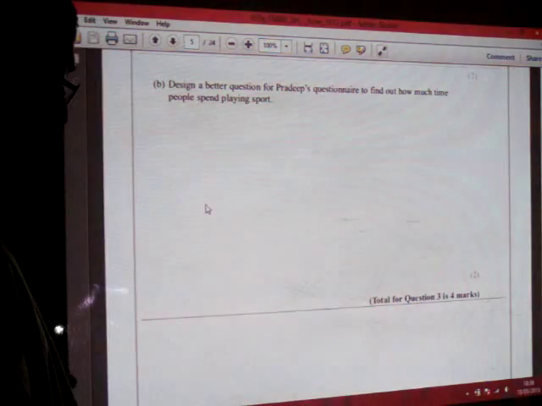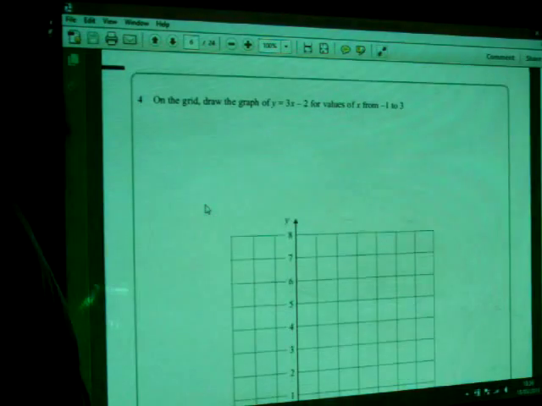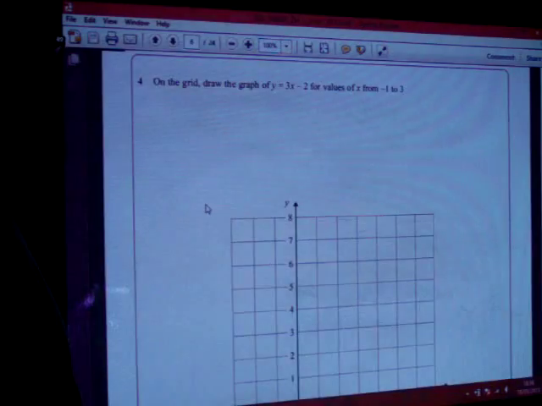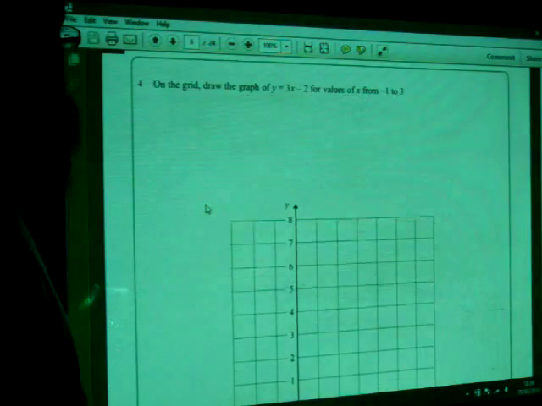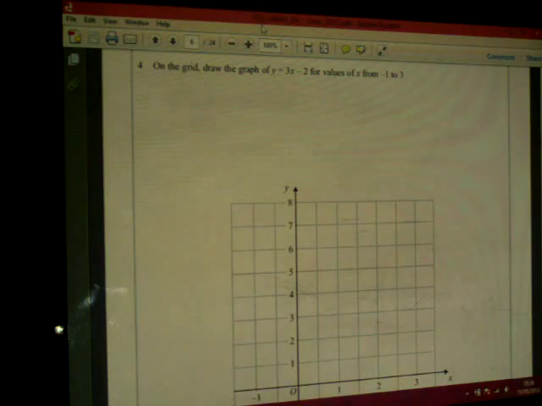Next question, please, Sneha. Up a bit more, can't see the graph. Okay, right. Okay, let's just make this a bit smaller.